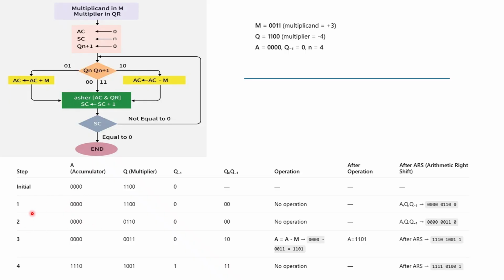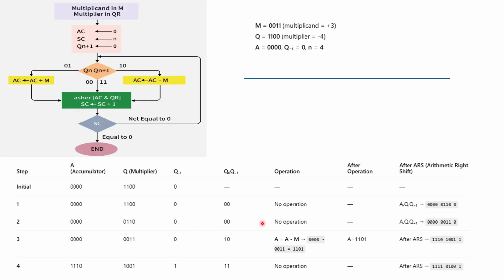Let's talk about step 1. Since both are 0 0, there is no operation. Directly it will be shifted right, A, Q, Q minus 1. So A is all 0 and right shifted by 1. This 0 is shifted into Q, giving 0 1 1 0, and the last 0 is shifted into Q minus 1. Now Q0 is 0 and Q minus 1 is still 0.